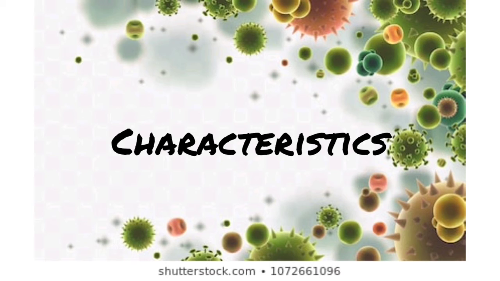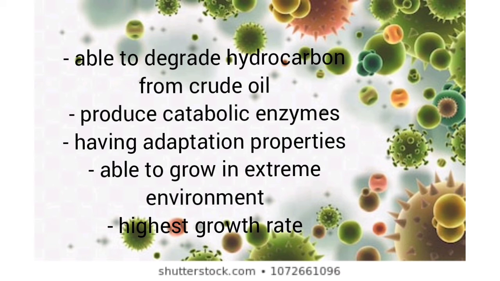There are a few characteristics that need to be taken into account when analyzing the microbe or choosing a suitable microbe for bioremediation. Some of the characteristics: the microbe needs to have the capability to grow in mineral salt broth containing 2% of the crude oil. This means that the microbe can degrade hydrocarbon or crude oil, so it's suitable to use for bioremediation of the crude oil.